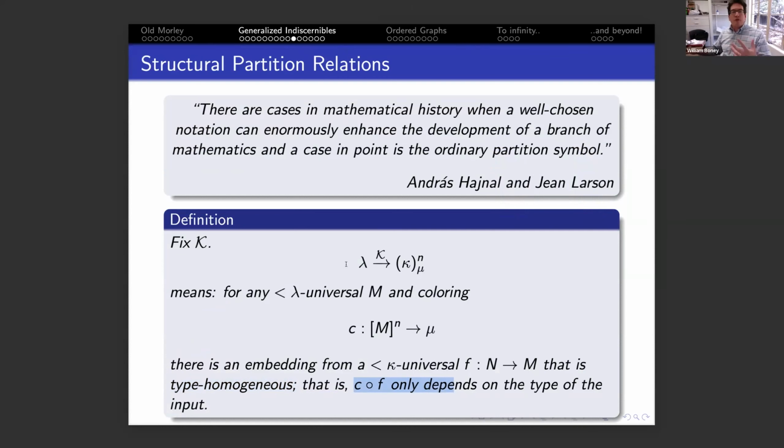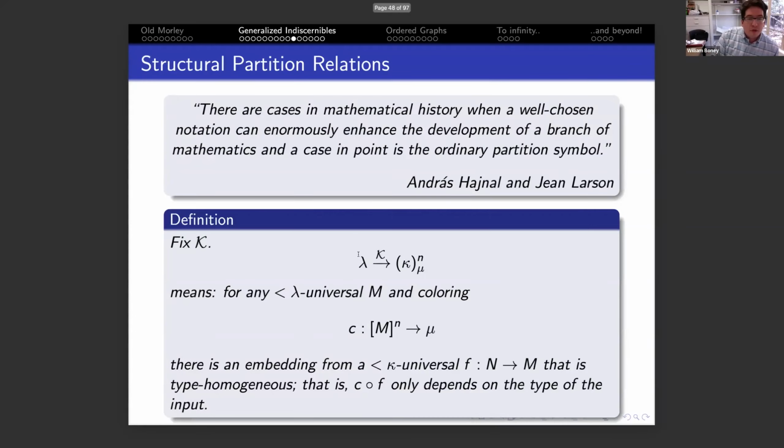And so for this structural partition relation, we give this Ramsey-style arrow relation. I have this great quote from Hajnal and Larson, I think from their partition relation chapter in the Handbook of Set Theory, just saying how great the partition relation symbol is. It's a great one.